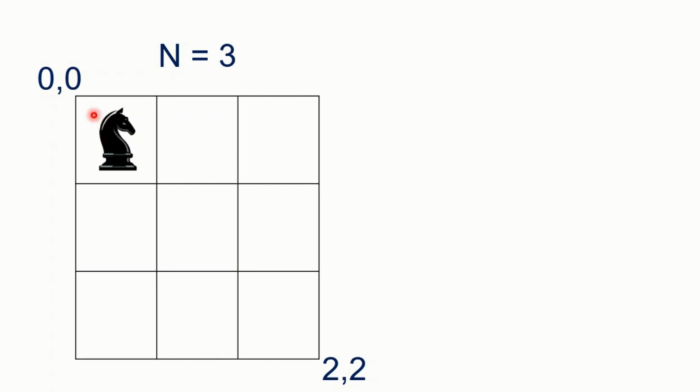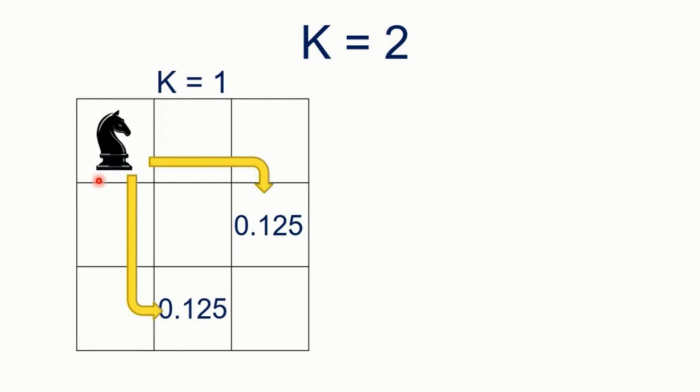So now let us understand this logic more easily by considering a 3x3 chessboard. In this chessboard, the knight is now placed at the leftmost corner, which is considered to be the 0, 0 index. Let us keep k equal to 2. For k equal to 1, the knight has two options to go to the next position, either to the upper arrow side or to the lower arrow side. For each of these options, it has 0.125 probability.